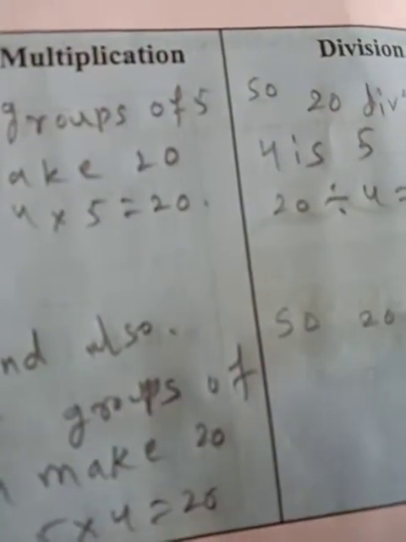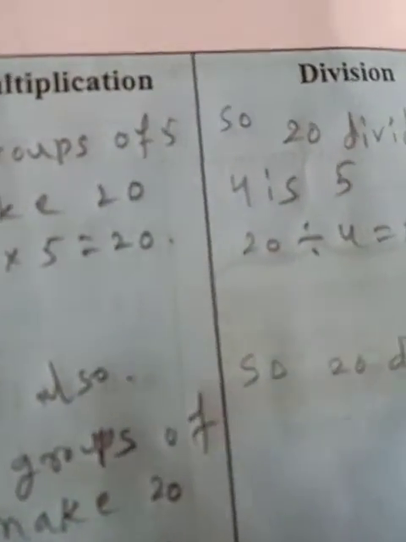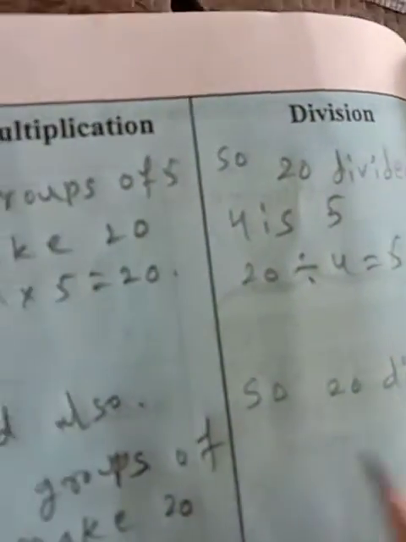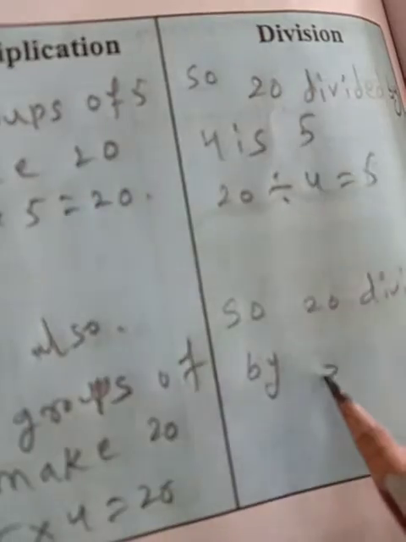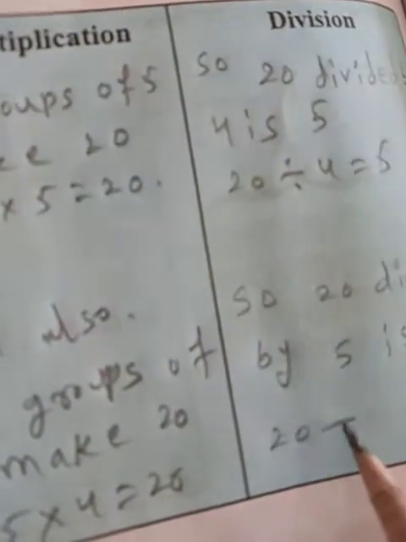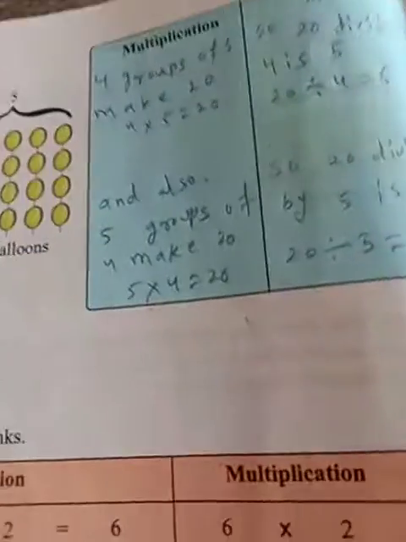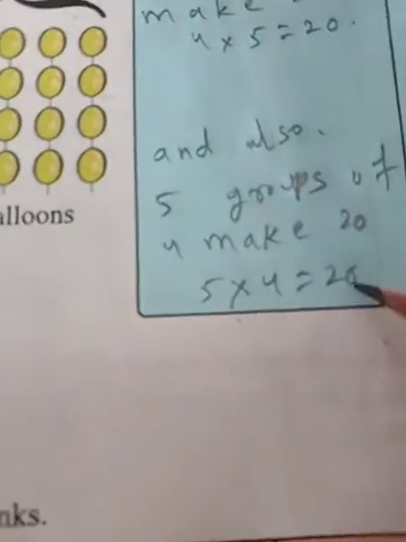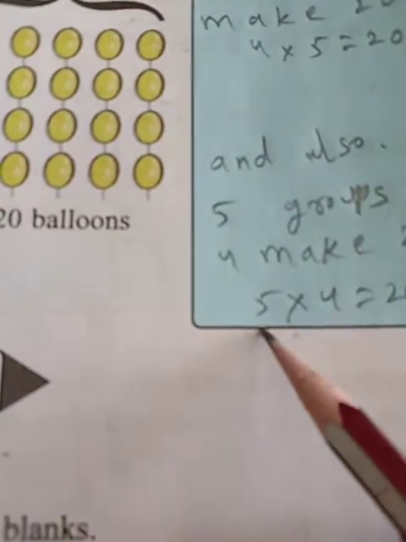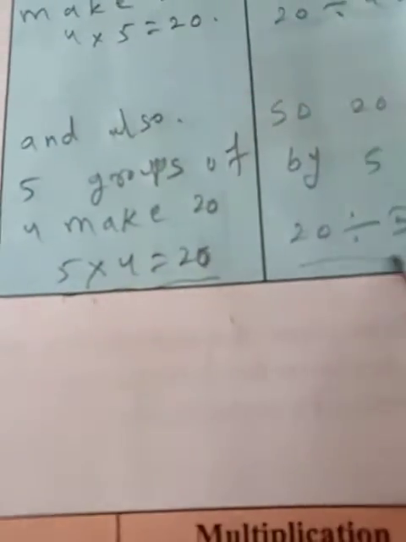So 20 divided by 5 is 4. So 20 divided by 5 equals 4. Observe, children. Here is the multiplication form. This one is multiplication form. This one is division form.